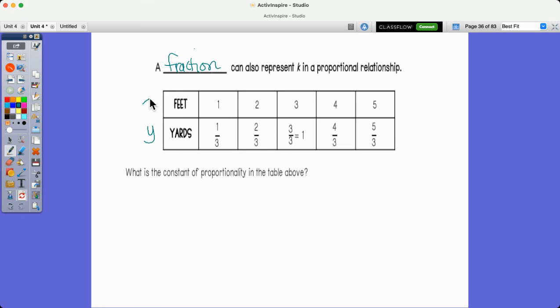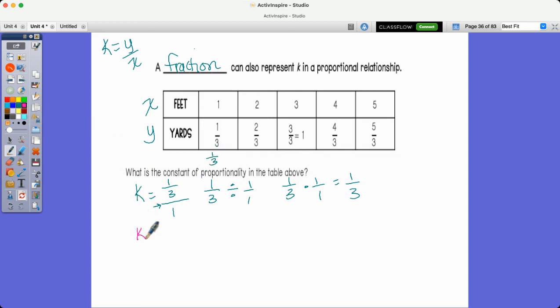Remember, K equals y divided by x. What is the constant of proportionality in this table? Well, this first one is 1/3 divided by 1. When I write this, it's called a complex fraction, and we haven't really seen this very much this year, but remember that this big bar is just a division symbol, so you can write it like this. We do keep, change, flip, and guess what we get? We get 1/3. So this constant of proportionality is 1/3.